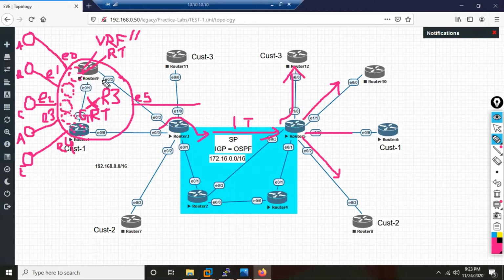VRF allows the service provider to keep what? Every customer's routes separately. Every customer's overlapping routes also separately. Every customer's overlapping routing protocols also separately. Before, without VRF, on one single router, can I run 5 times RIP? No. Now with VRF, can I run 50 times RIP on a single router? Yes. Because now I'm running VRF routing, where each VRF is as good as what? A separate virtual router. So 50 VRFs means 50 routers.